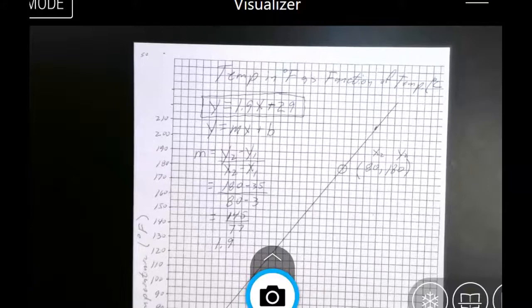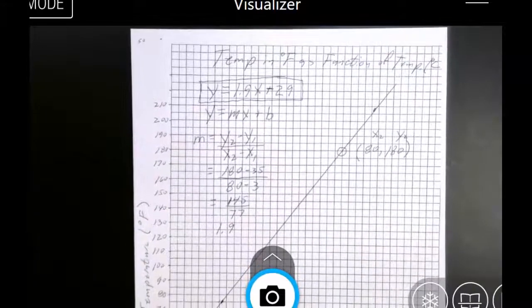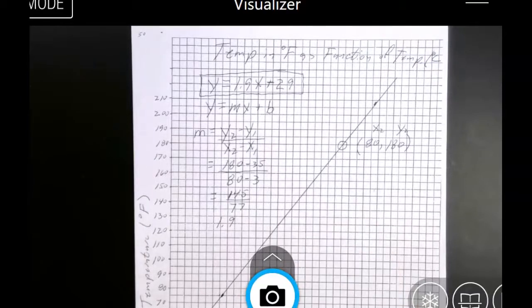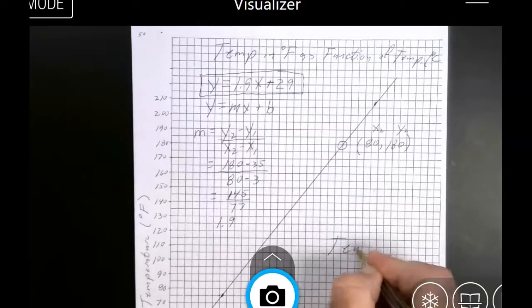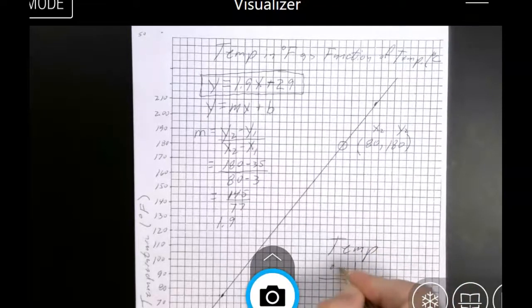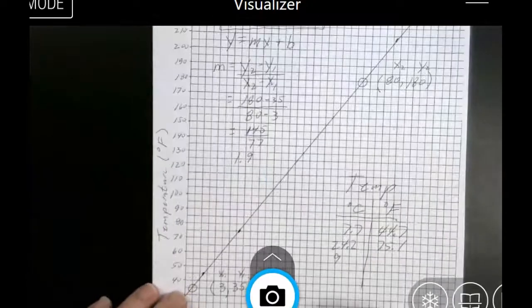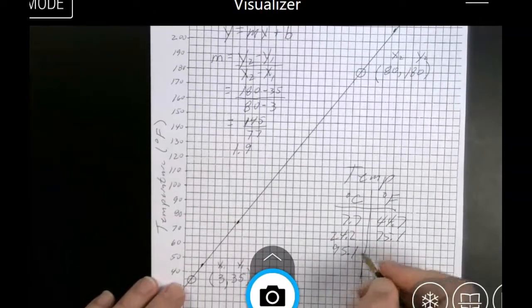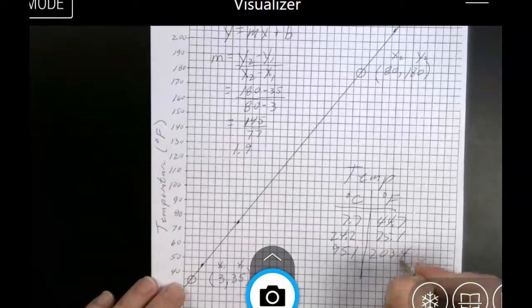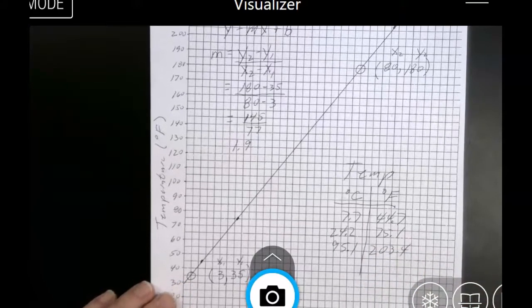The other thing that's missing from my graph is a data table. You always want your data table right on the graph. So pick an area of the graph that's open, like right here. I'm going to say temperature, and I'm going to have a little chart here. I'm going a little fast. You'll probably want to be a little bit more careful if you're graphing for a class. And my data, I'm just going to write it right here. 7.7, 44.7, 24.2, 75.1, 90, 95.1, and 203.5.